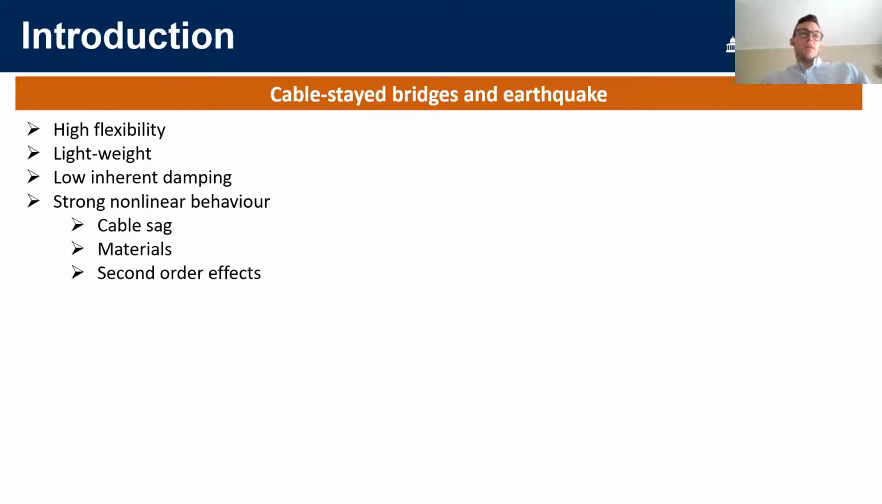Here I listed the key features of the dynamic behavior of cable-stay bridges. They have high flexibility, lightweight, thanks to the efficient use of material, low inherent damping, and strong nonlinear behavior, even under service loads. This nonlinear behavior is due to cable sagging, to material nonlinearities, and also to second-order effects that should be considered both for the analysis of towers and for the deck.